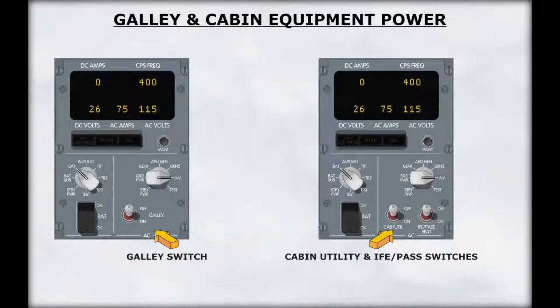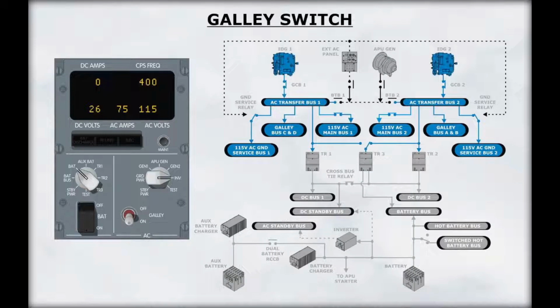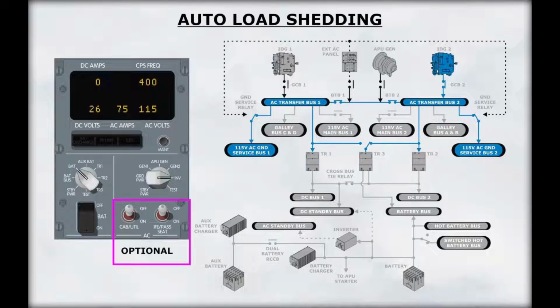Let's look at how the galleys are powered. The galley switch controls power to all galley buses. When the switch is placed in the on position, the galleys are powered from the transfer buses. The electrical system incorporates an auto load shedding feature. The system is designed so as to incrementally shed buses based on the actual sensed load. Load shed relays remove power to the galley and main buses when their loads exceed operating limits.